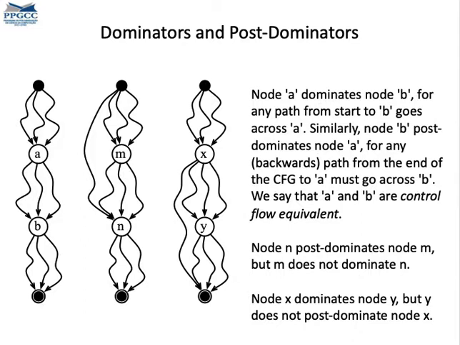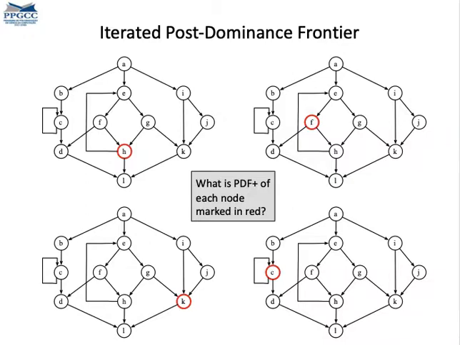Notice that Y does not post-dominate X, because there exists a path from X to the end of the graph that does not go across Y. So can you tell me what's the iterated post-dominance frontier of these nodes marked in red? You can stop the video and solve this exercise.